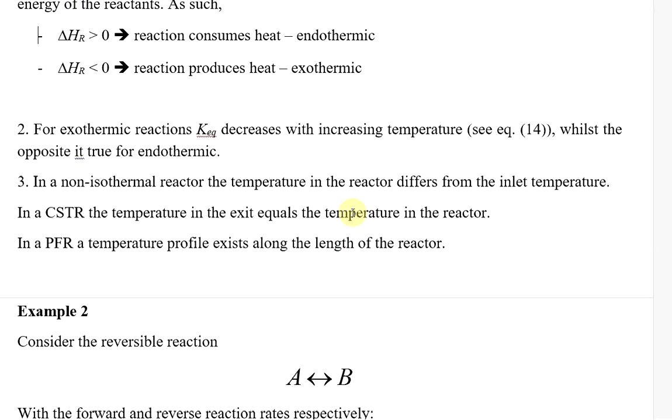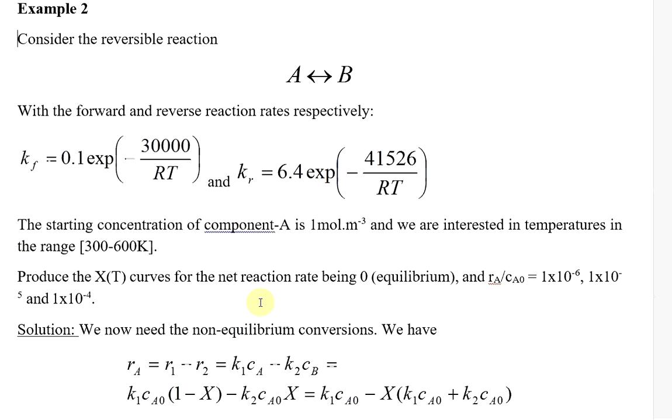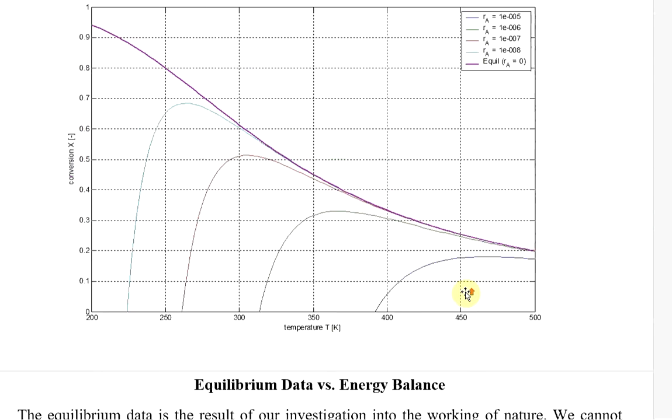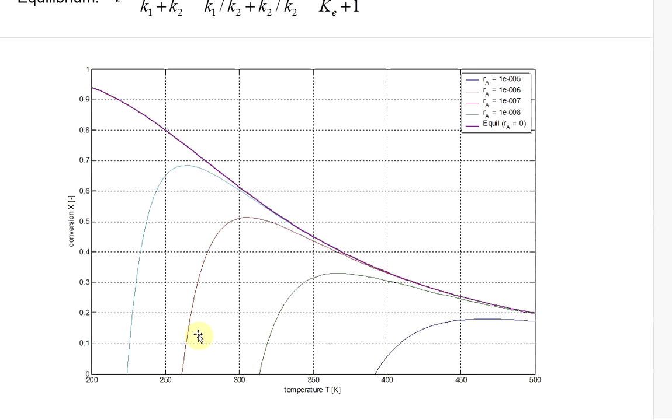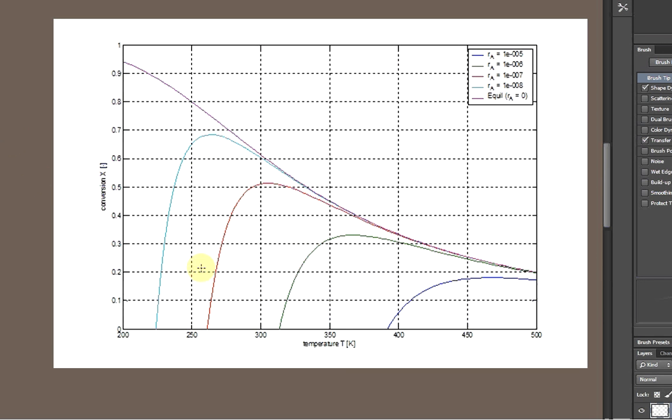So remember when we said earlier that the heat of reaction is E1 minus E2. So here we can see E1 is 30,000 and E2 is 41 something thousand. So E1 minus E2 is negative. So this is an exothermic reaction, which means for the operating line dx dt, we are going to have a positive slope. So our operating line for the reactor is going to look something like this.